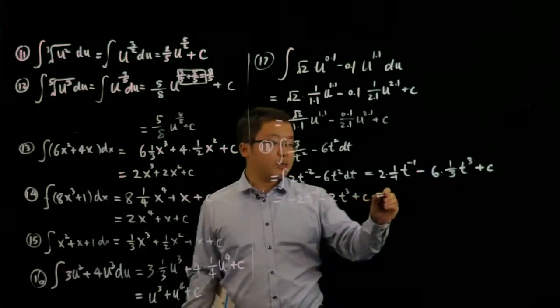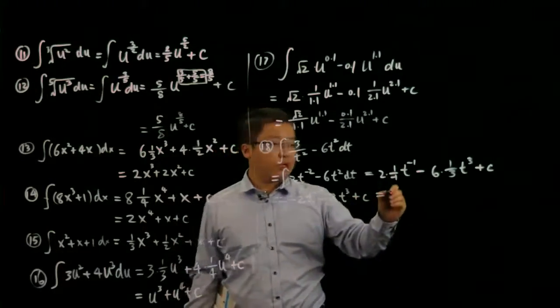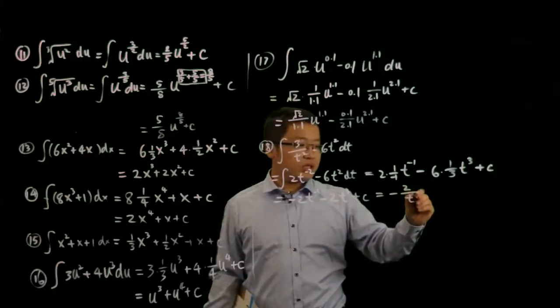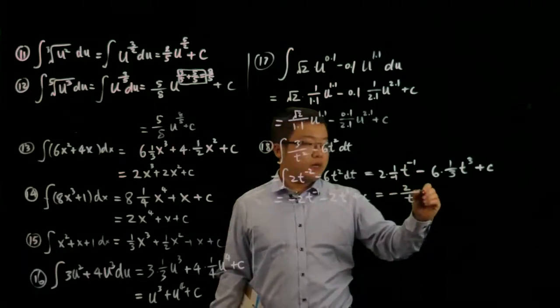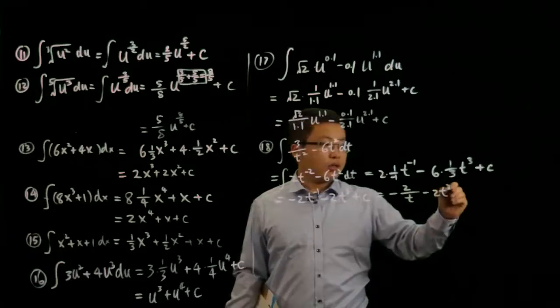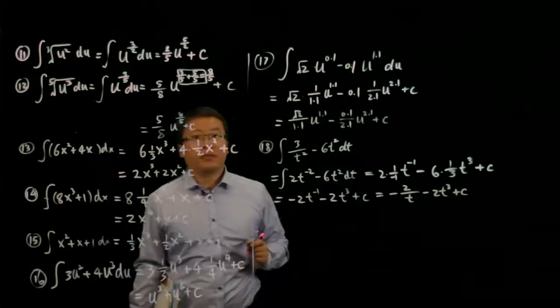You could do one more step to make sure you don't have a negative exponent. This will be 2 over just t, since t to the power of 1 is still t, minus 2t to the third plus c.